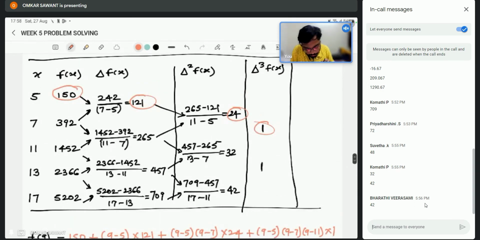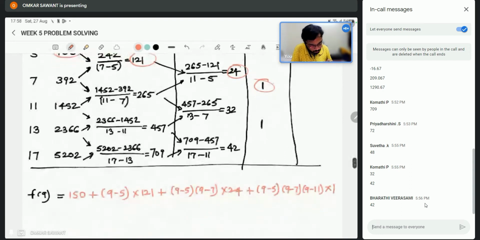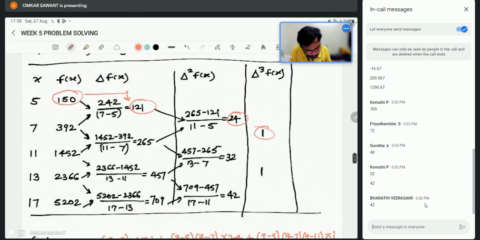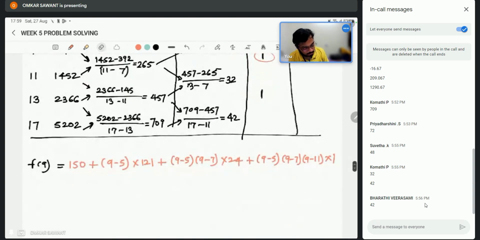See, this is the first step. We have gone from 5, so we subtract 5 and multiply with the function value. Then we go from 5 to 7, then 7 to 11. We can consider this value as at 5, this as at 7. The upper one is at 11, this is at 13, likewise. This will be helpful in the further process, not now. We just subsequently subtract the values from the point at which we have to find the function.